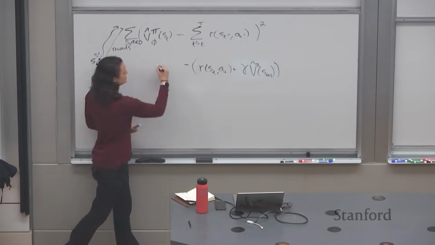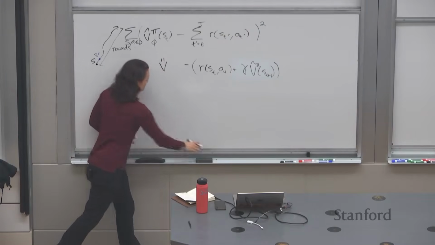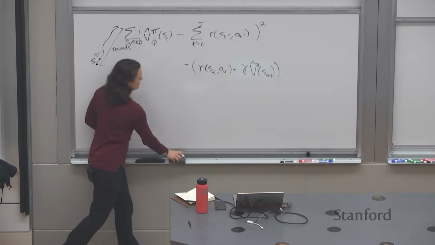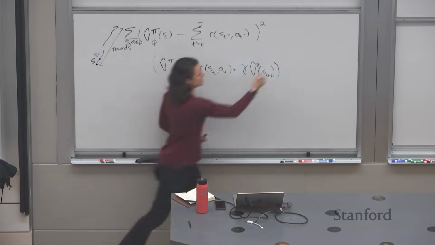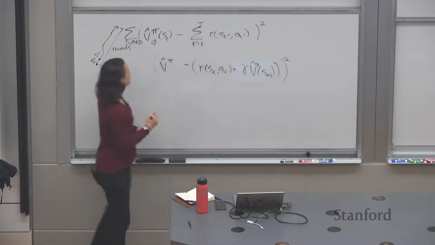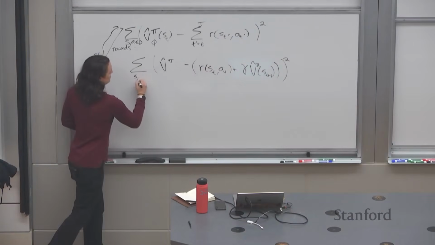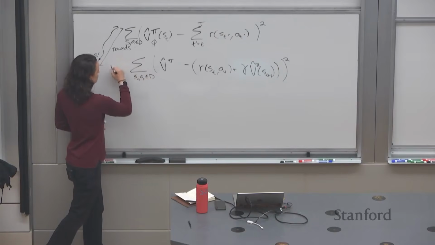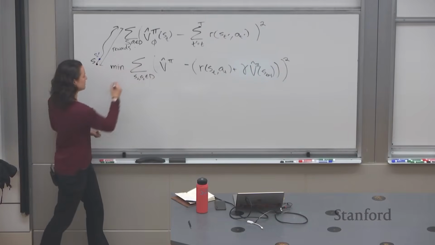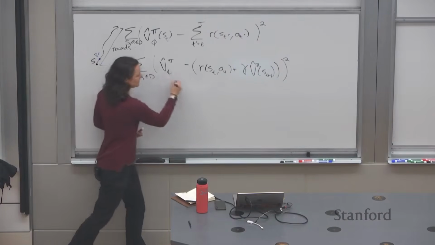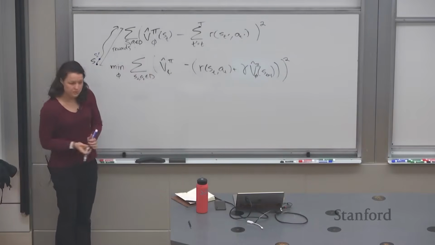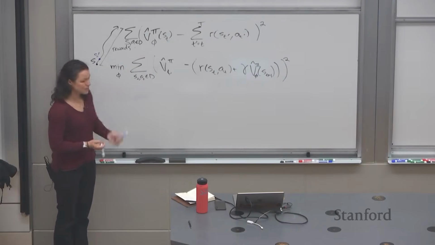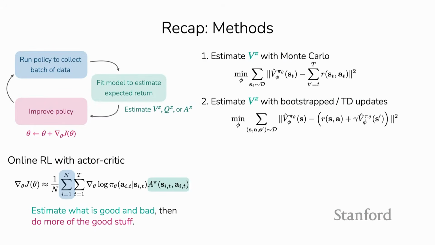And so the full objective would be something like this, and we're trying to minimize this over our data set. We could say our value function has parameters phi. We called this bootstrapping, or TD updates, temporal difference updates. So that was the second way that we saw for estimating a value function.